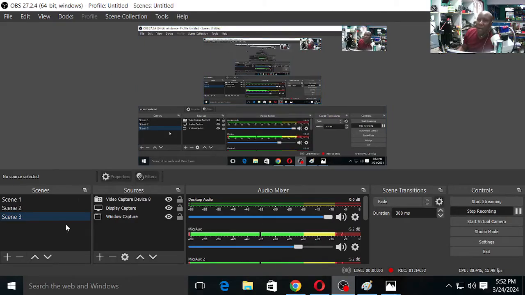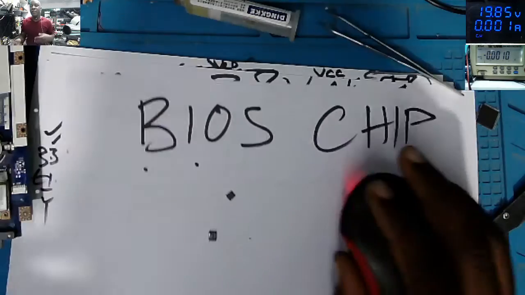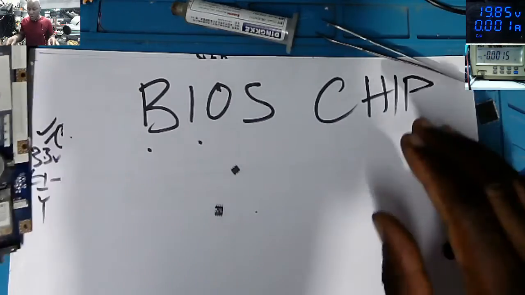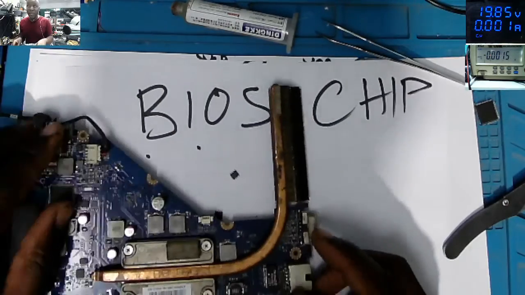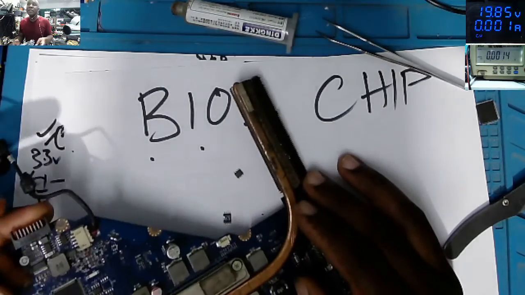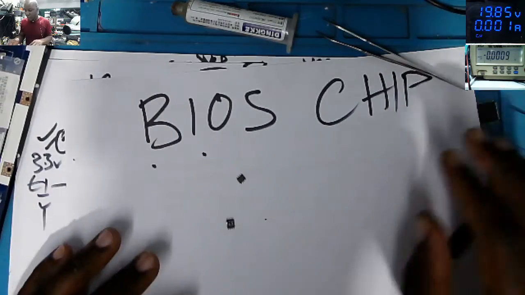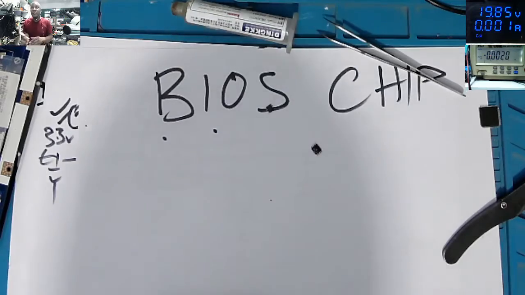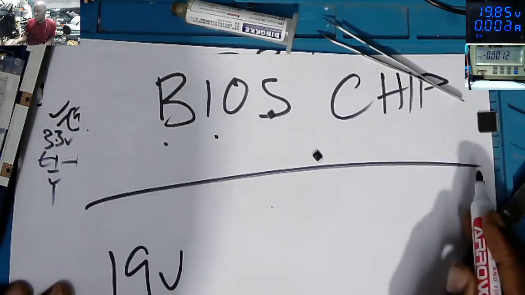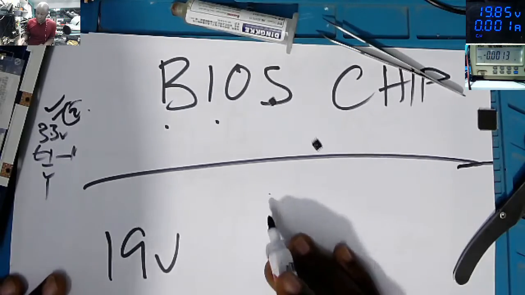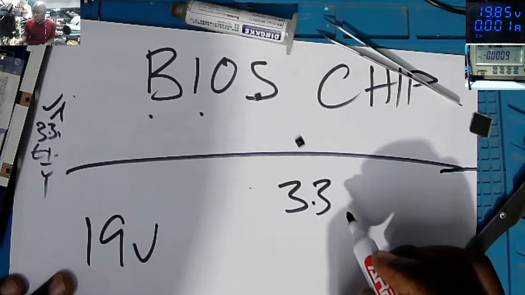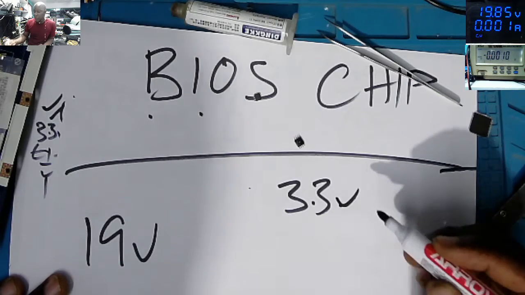So, yeah. I was just attending to some of the comments. That's how motherboards work. That's how the BIOS chip is working. And the screen side is very easy. We have 19 volts to power on the screen. We have 3.3 volts.